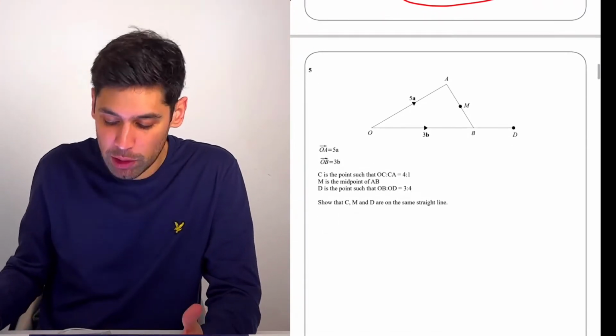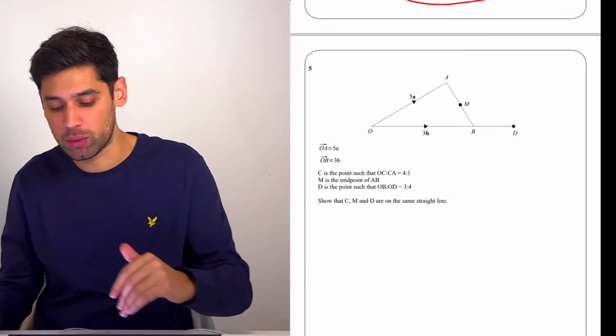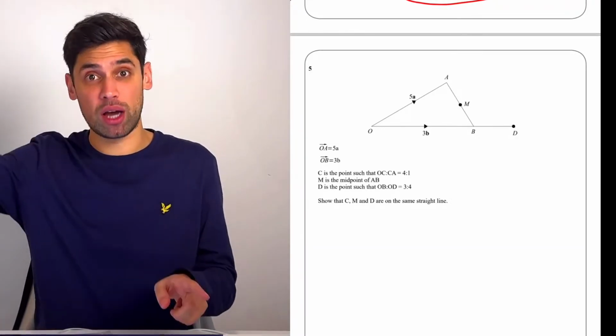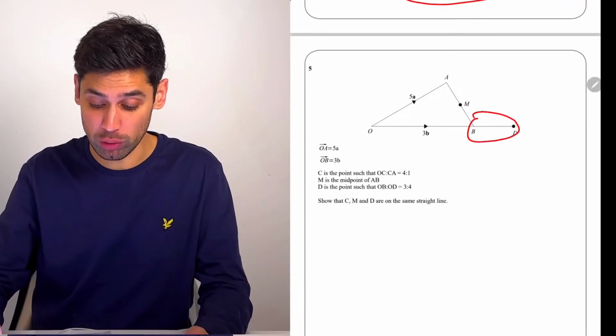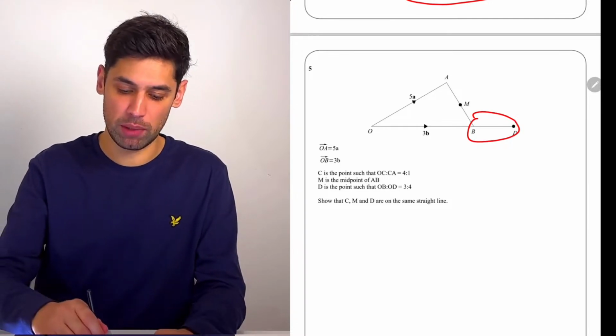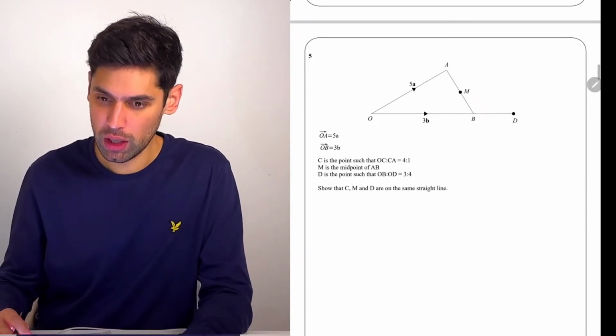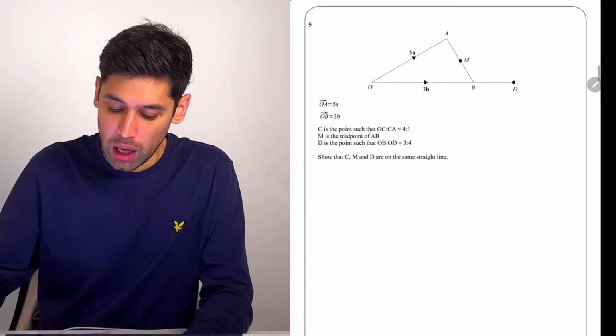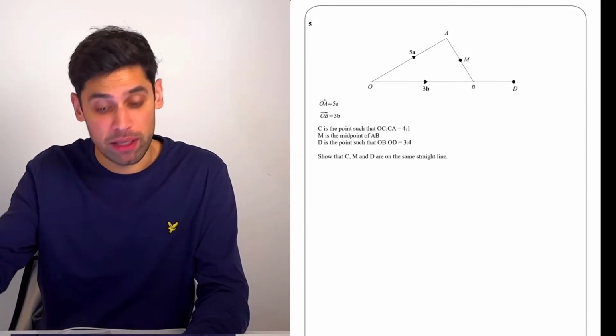So this one is a similar idea, but actually probably going to be a little bit easier because we don't have points extending beyond the diagram. We have points extending beyond the triangle, but they're included in the diagram. So that's much more helpful. So let's take a look at it. O to A is 5A, O to B is 3B.